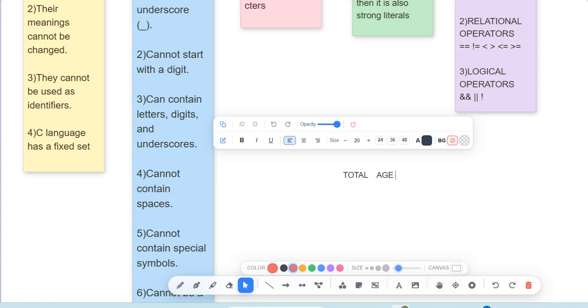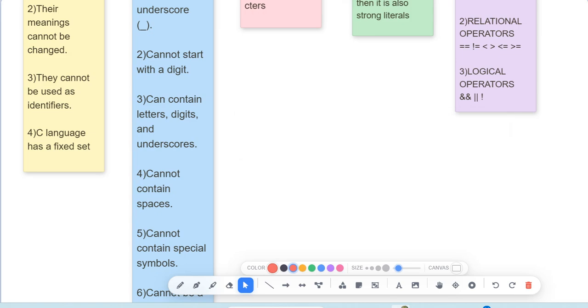Another important thing is that we should not use any special symbols, like a hashtag, a dollar sign, or the at-the-rate symbol. These should not be used.